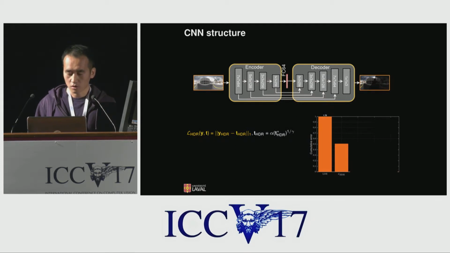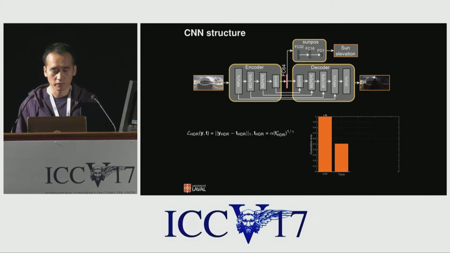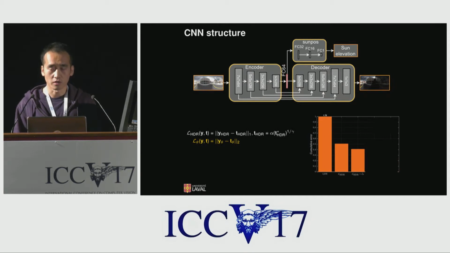The first column shows the error between the LDR and the HDR. The second column is our prediction. This is a big improvement, and we can make it better. We use a small branch to directly estimate the sun elevation from the latent vector. Here we use the L2 norm to compare the sun elevations. Then we get a better performance by combining the sun elevation loss with the HDR loss.